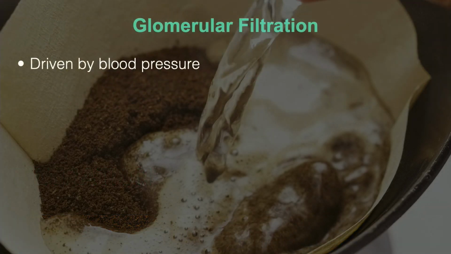So whether or not something is filtered depends on the gradient. Here, pressure. Depends on blood pressure in the glomerulus. If pressure is high, filtration will increase. If pressure is low, filtration will decrease. That should make sense. Pressure is proportional to filtration.